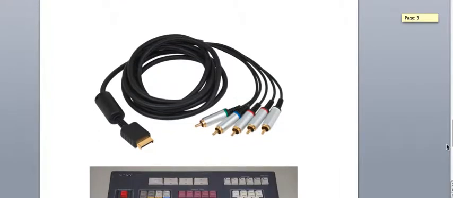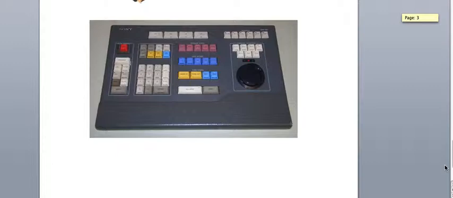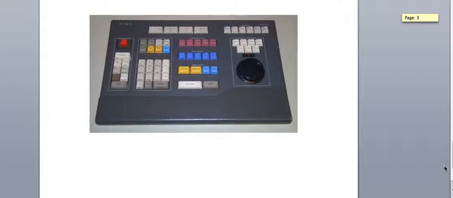Component cables are used to connect the VCR to the monitor, so when the editor was editing his or her work, using the cables, they were able to view what was on screen. An editing suite is used for a group of people when editing. This is what they use when doing linear editing.